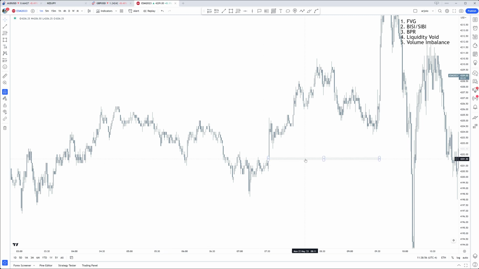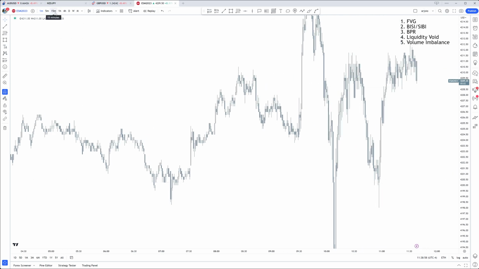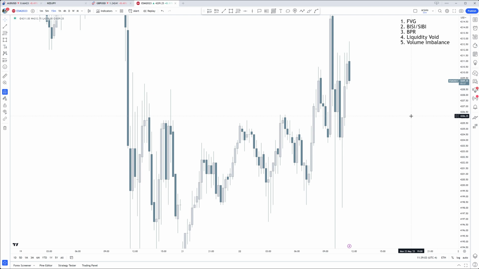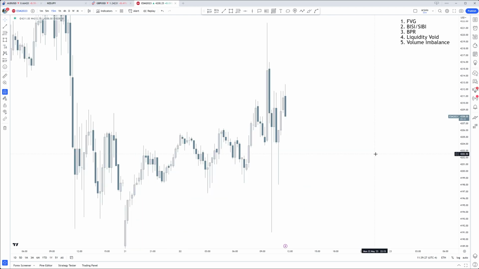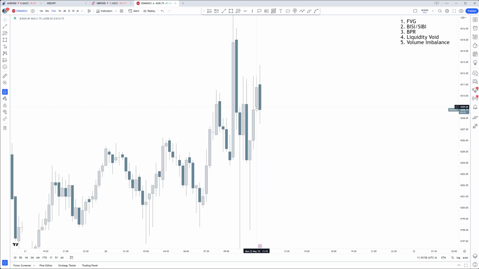Now for the last one, the fifth one, a volume imbalance. A volume imbalance is when there is a space between 2 candles. So for example, a candle should normally close right here and then open, and they should be perfectly at the same price point, right? Well, this doesn't always happen, especially on futures contracts. So you will see this less often in Forex, more so on futures like ES, which is the futures contract for the S&P 500.